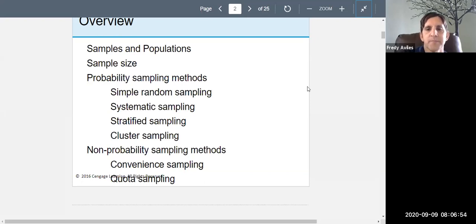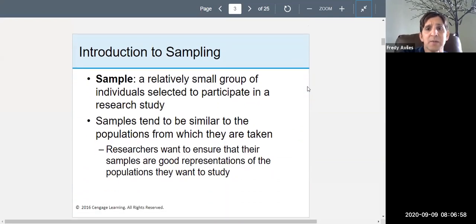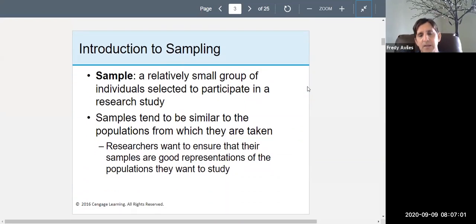Let's just get started talking about samples and population. You probably heard a little bit about this already, maybe from Psych 101. I know I talked about samples. I introduced that concept, and we're going to talk about how important that is for research. Okay, so an introduction to sampling.